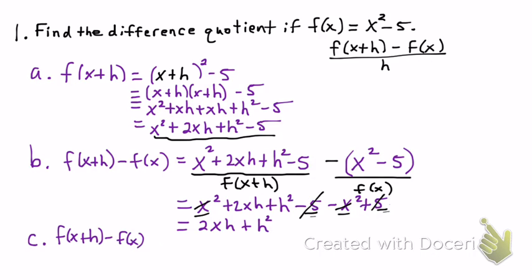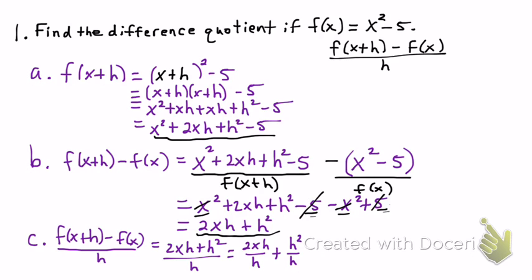We're trying to find the complete difference quotient now. It's really just what we just found in part B divided by h. So f of x plus h minus f of x, that's what we just found. We're going to write that over h. And then let's break this into two fractions. And then we can cancel common factors. We can cancel an h in the first fraction and an h in the second. And so finally, we're left with 2x plus h.